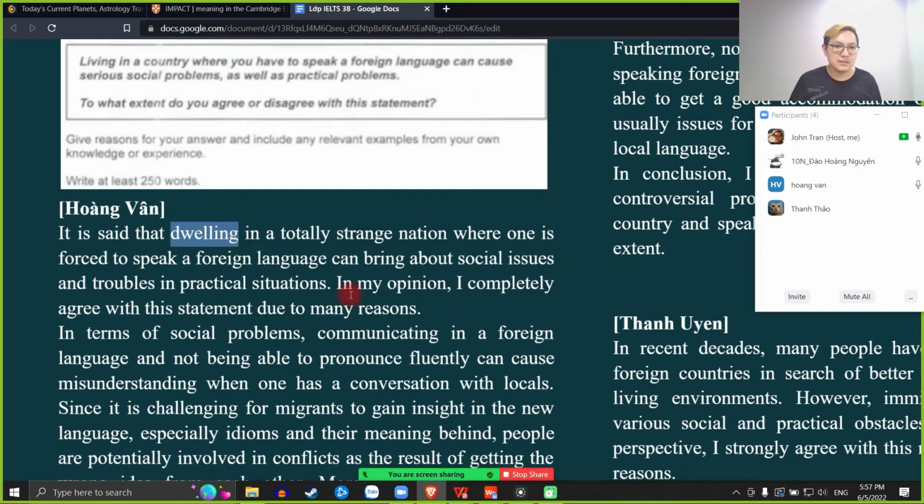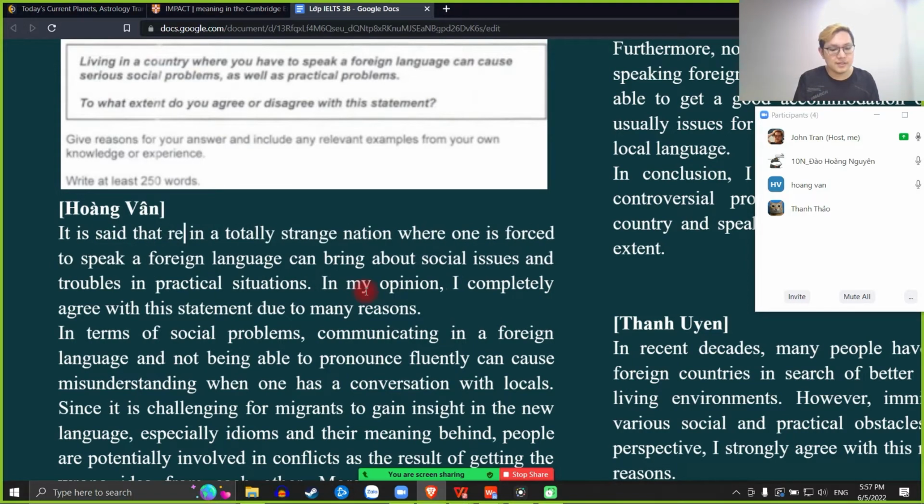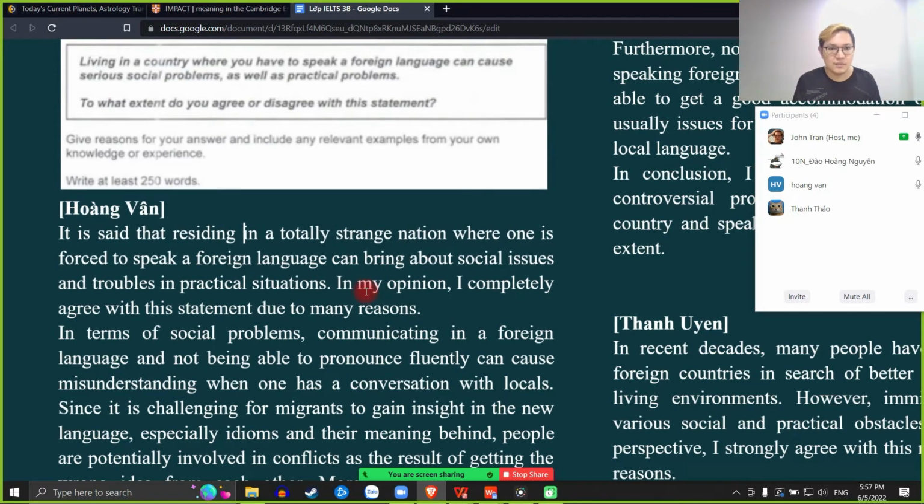Bây giờ thực sự là con người ta ít khi nào sử dụng chữ dwelling lắm. Cái chữ mà living là thay chữ living lắm. So we don't normally use dwelling to replace living, I think. So I think it's better to say residing. But living in a country is not the same as residing in a totally strange nation. This one is too much.